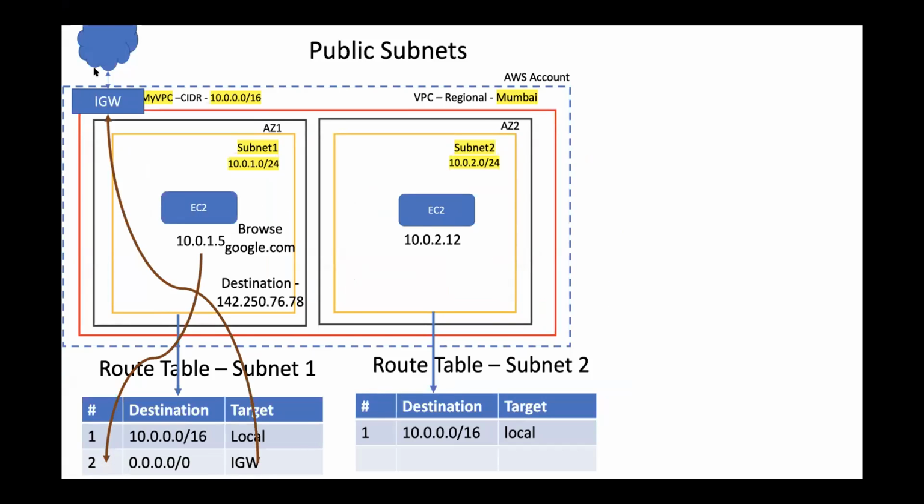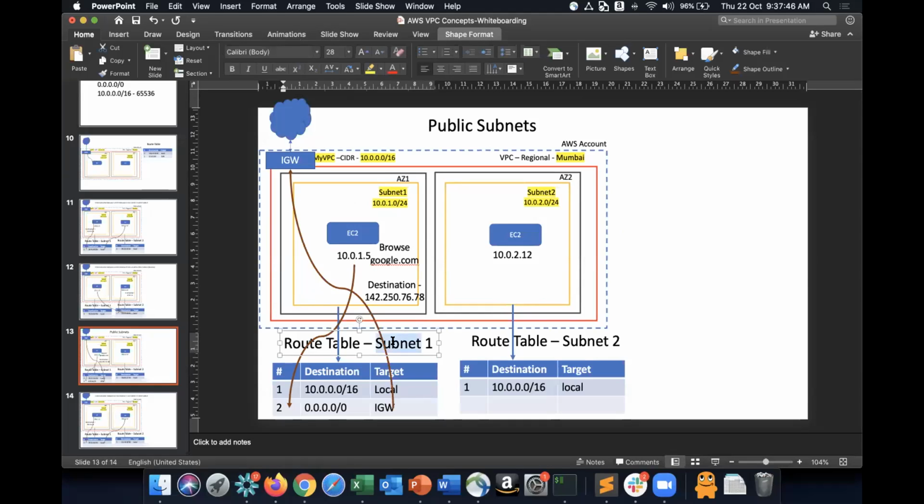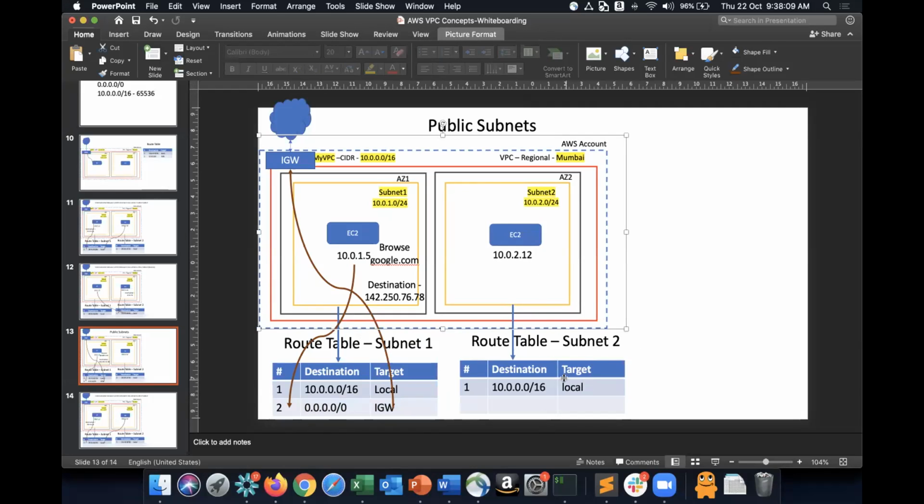So now you're associating a route table to a subnet, right? Any subnet which has a route table with an internet gateway rule attached to it is called a public subnet. Whereas subnet 2, you're not having a route table associated with it, right? So that is called a private subnet because it is only private to the VPC. It is not public. Whereas subnet 1 has an internet gateway route in its associated route table. So it is called a public subnet.